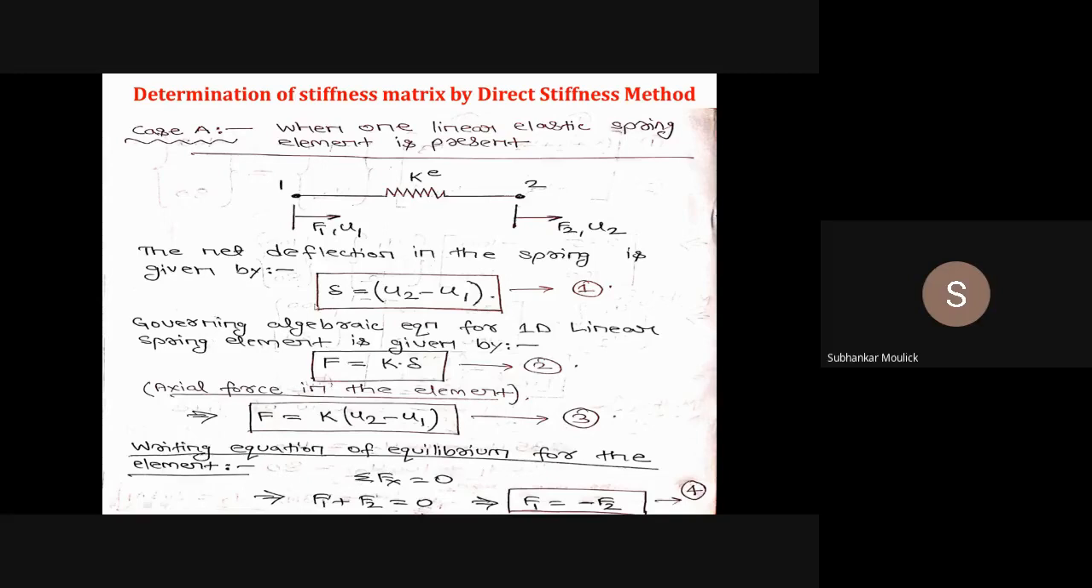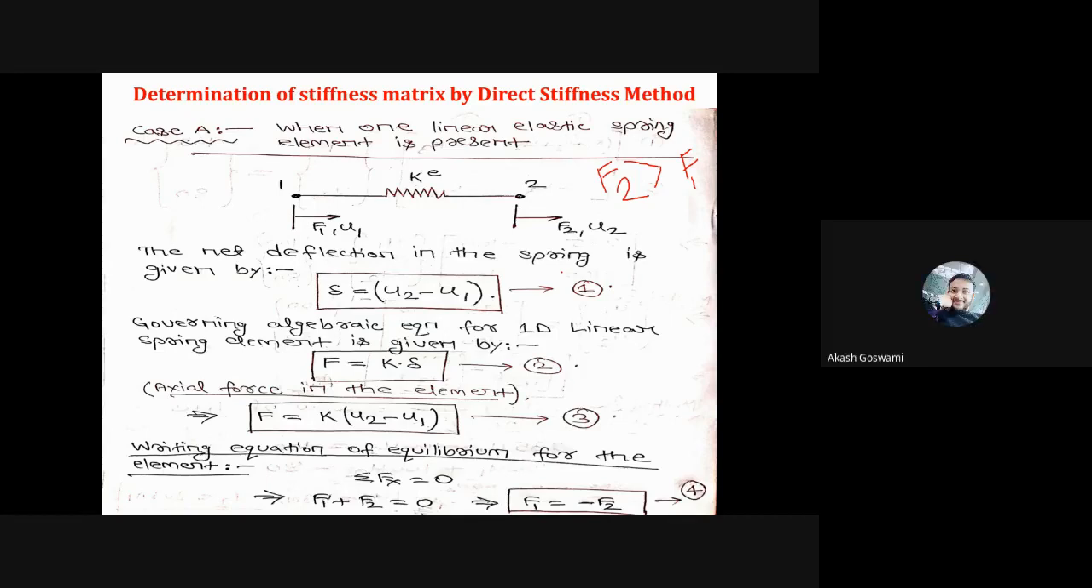Due to these nodal forces F1 and F2, this element will deflect linearly. First of all, we have to find that deflection value. If I assume that F2 at node 2 is greater than F1 at node 1, then the linear displacement delta will be U2 minus U1. That is equation number 1. Is it okay?